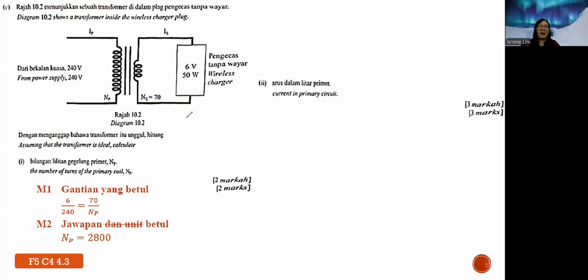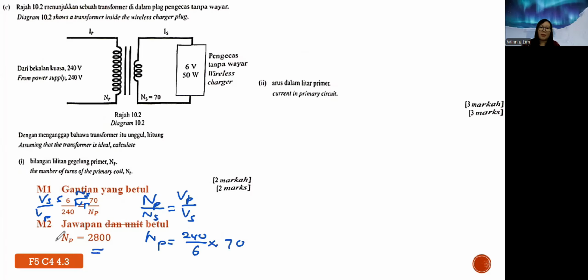They are using the idea of Vs over Vp equals Ns over Np. But like I say, if you are not putting in maths, put the primary on top, so you do not need to move so many things. So if I use Np over Ns equals Vp over Vs, I want Np. So Vp is what? 240 over 6 times Ns, 70. You are supposed to get the same answer as well. I rearranged it for you. No unit, no unit for the number of turns.